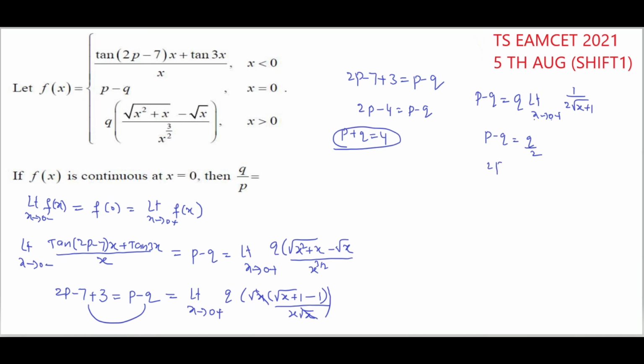So 2p minus 2q is equal to q. From this, 2p is equal to 3q. So from this, p by q is equal to 3 by 2. Here it is asking q by p, so q by p is equal to 2 by 3. This is the required answer.